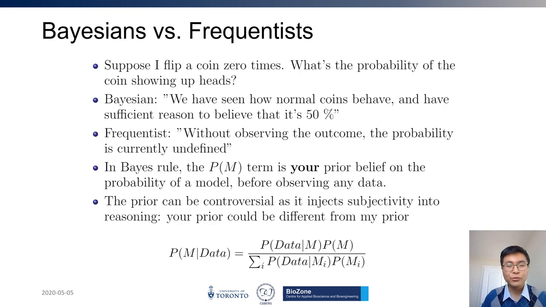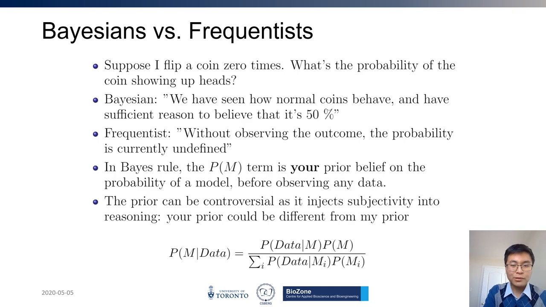If you're Bayesian, you would probably say it's 50-50 because you have seen how normal coins behave, and you have reason to believe that most coins would have a 50-50 chance of landing heads or tails. But if you're frequentist, then you would say, well, without actually doing the experiment, we can't have a say on what the probability is. Because frequentist, you base the probability on the empirical observations from the experiment entirely. Okay, now what does that really mean?